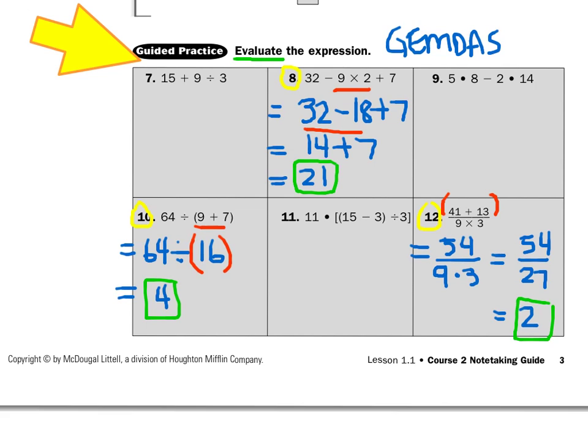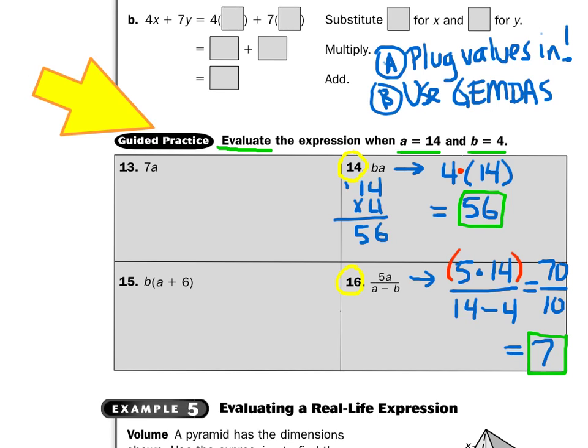Take a look at number 12. Now notice this fraction bar right here. That's actually a grouping symbol, and it's trying to tell you to do what's on the top of the fraction first. So 41 plus 13 gives me 54. And then I do what's in the denominator, the bottom of the fraction. 9 times 3 gives me 27. And the last thing I do is divide. 54 divided by 27 gives me my answer of 2.